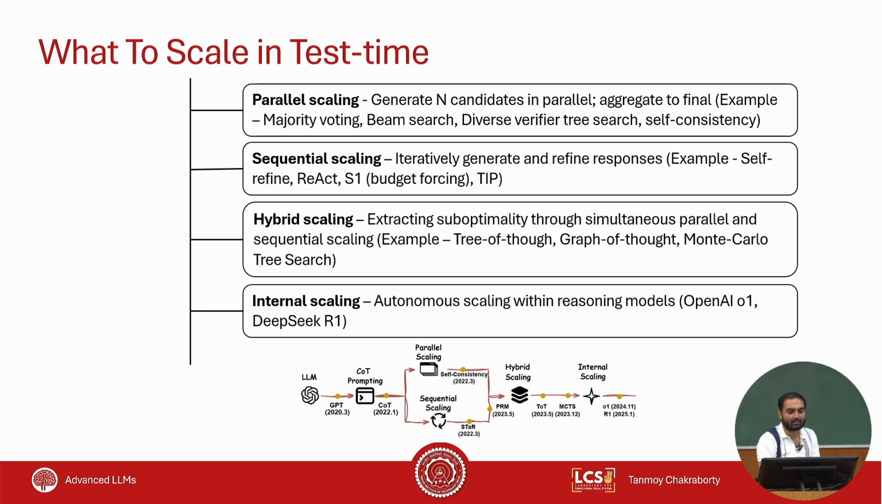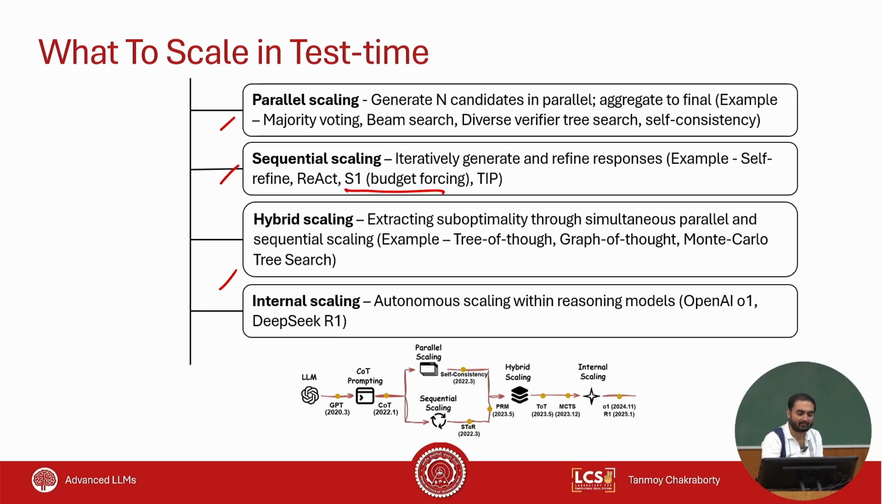So in general, there are three famous approaches: parallel scaling, sequential scaling, and hybrid scaling. Parallel scaling approaches like majority voting, beam search, diverse verifier tree search, and self-consistency. I will discuss them briefly. Sequential scaling methods like self-refine and ReAct. I think ReAct was taught, or no? It will be taught in the agent class, so in the next class. And the S1 paper, S1 as I mentioned, and TIP, these are the sequential scaling methods. And hybrid is in between: tree of thoughts, graph of thoughts, and so on.